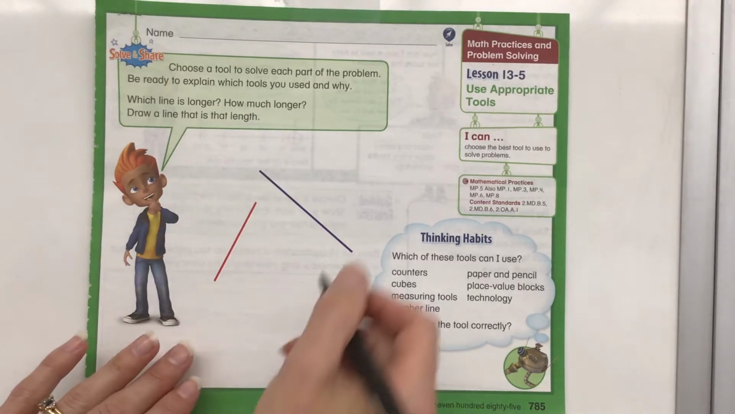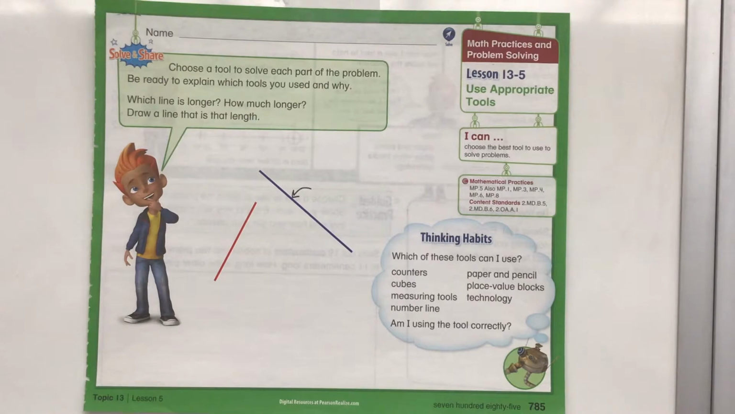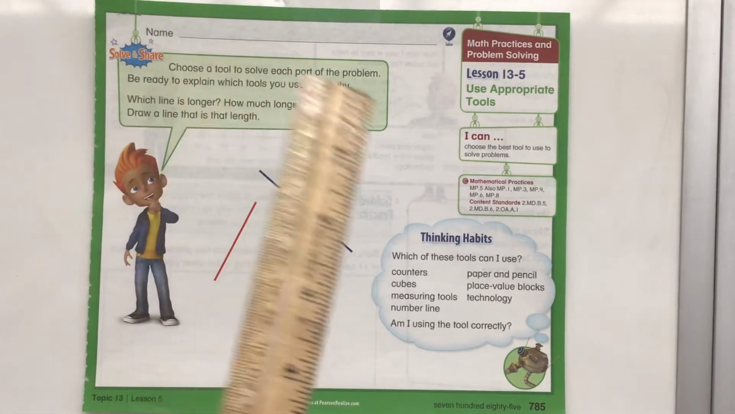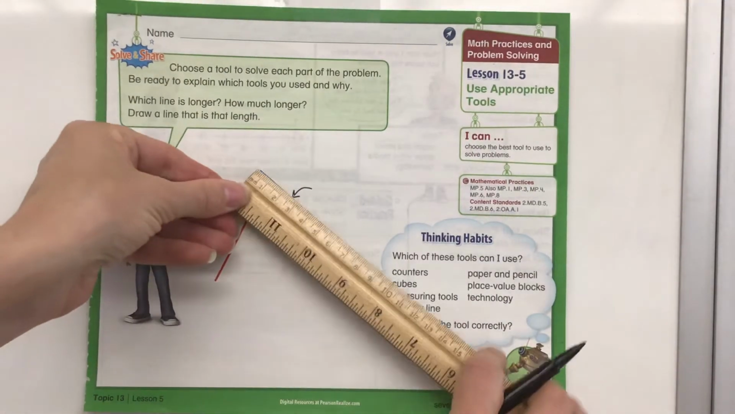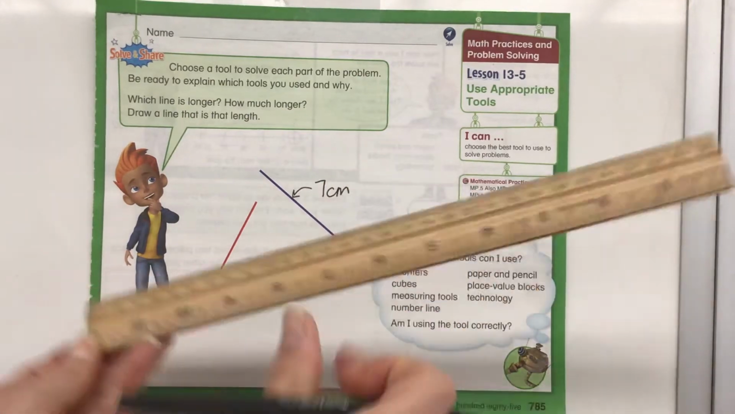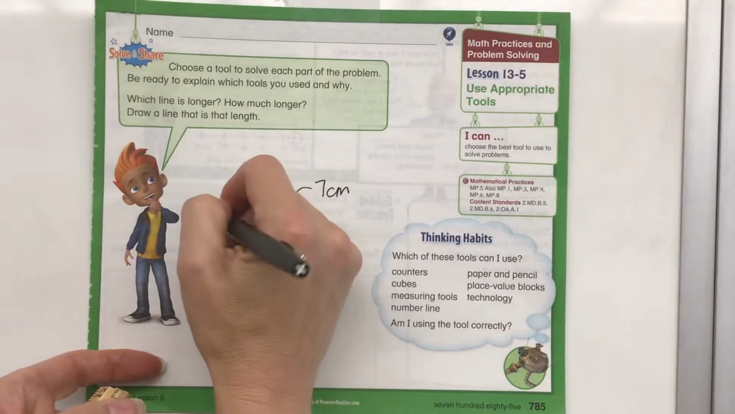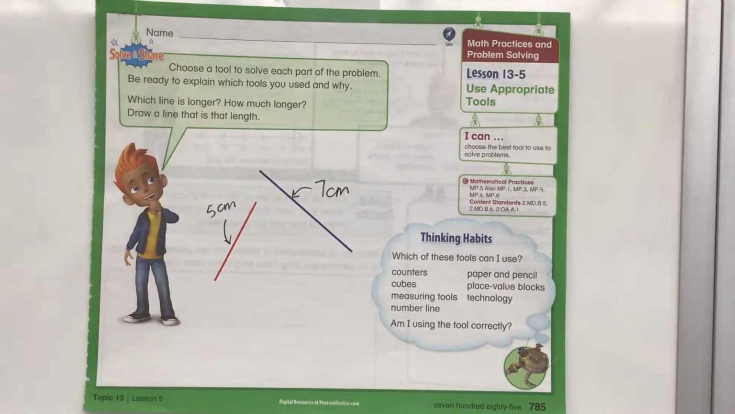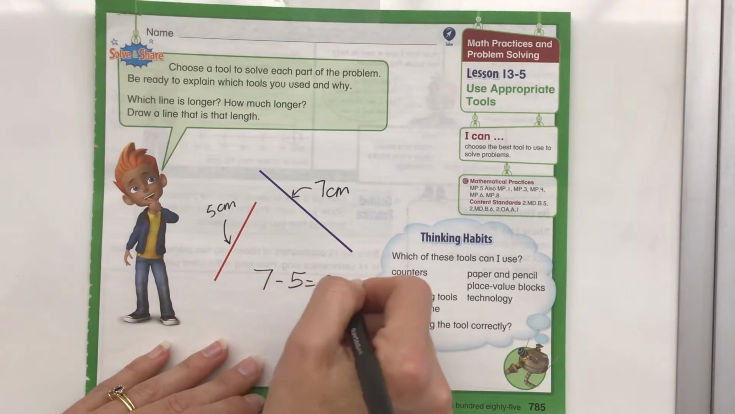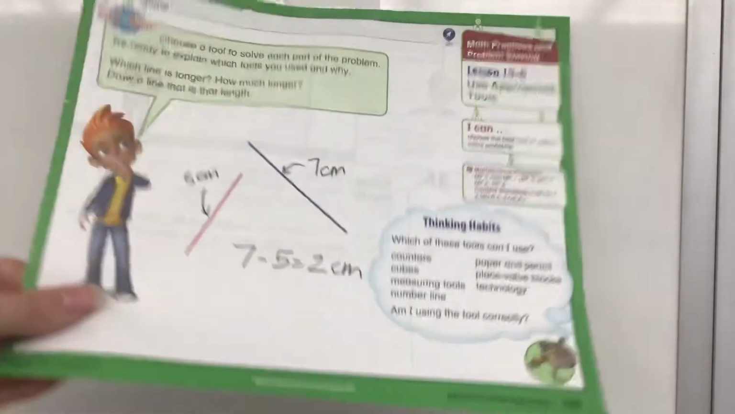So just by looking at it, I can see the blue line is longer than the red line, but I don't know how much longer. So the tool I'm going to need on this one is my ruler. So I'm going to measure this. The blue line is 7 centimeters, and the red line is 5 centimeters. So how much longer is one than the other? 7 minus 5 equals 2. So the blue line is 2 centimeters longer than the red line.